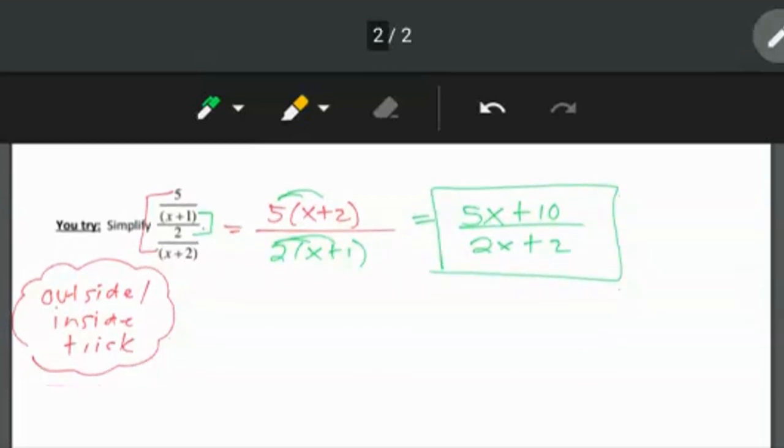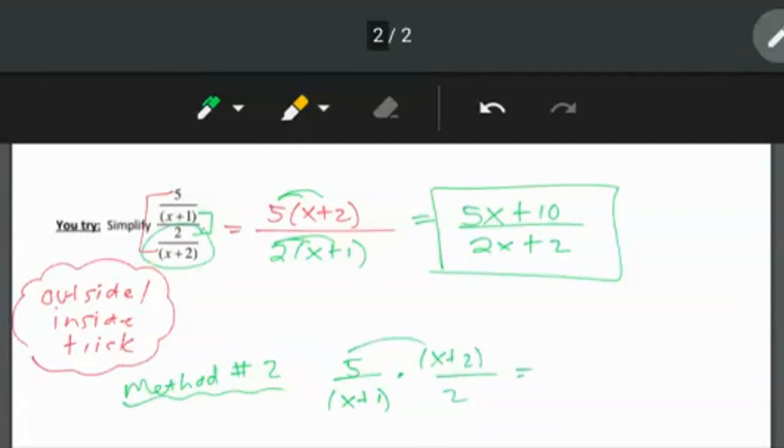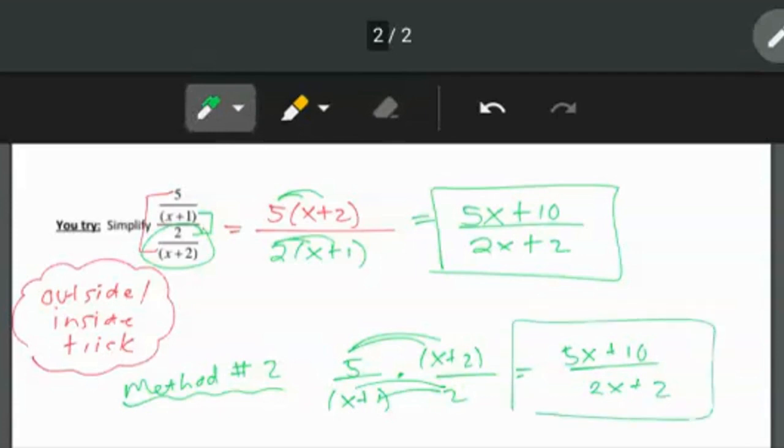All right, again, that's the outside-inside trick. You also could have done, call this method number 2, where you change it to multiplication. You would have had 5 over x plus 1, change it to multiplication, and you'd take your denominator and you'd flip it. And you could do the same thing. Distribute, you get 5x plus 10, all over on the bottom, if you distribute, 2x plus 2. Again, you get the same answer, so it's really up to you how you want to do it. But when I refer to that outside-inside trick, this is what I'm talking about.